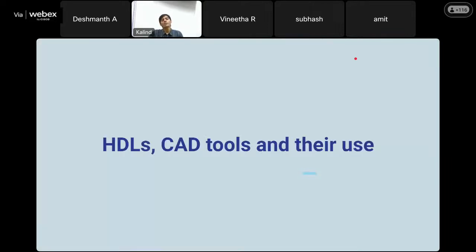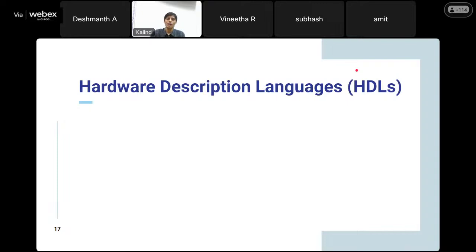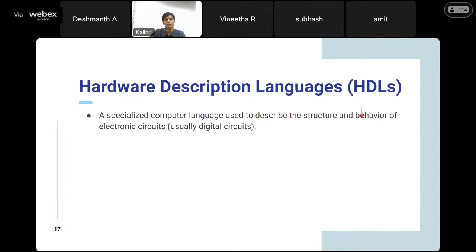All right. So now let's come to what HDLs are, and we talk about some CAD tools and their use. HDL stands for Hardware Description Language. As I said, this is a specialized computer language used to describe the structure and behavior of any electronic circuit or logic circuit that you want to design on an FPGA. So what is the need for HDLs first?